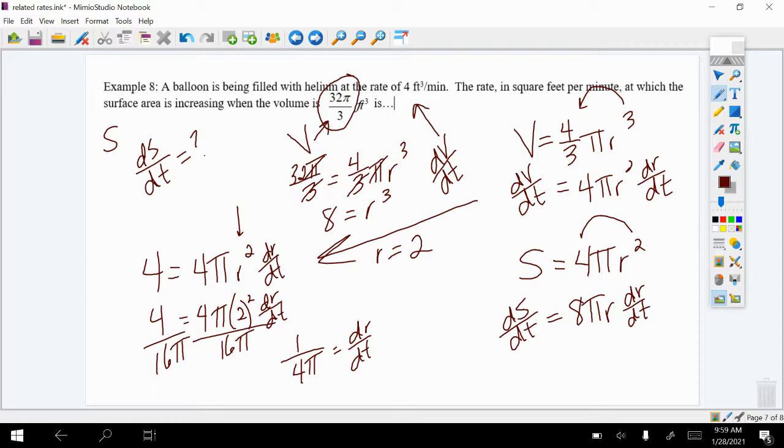Now I'm going to plug in everything I know. I know now that my radius is 2. I found that earlier. I also know dr/dt is 1 over 4 pi. So I get 8 times pi times 2 times 1 over 4 pi.